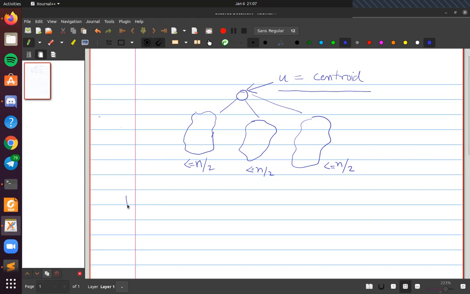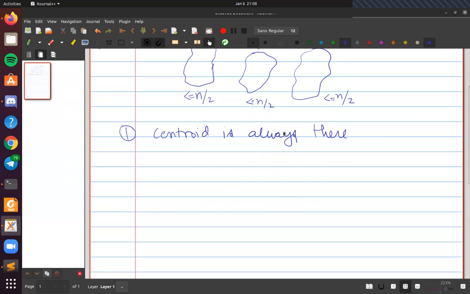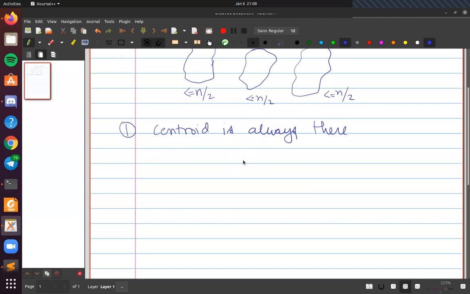So our first claim is that there is a centroid for every tree. A centroid is always there. Why is it so? Let's first consider how to find the centroid, then we will prove that a centroid always exists. So how do we find the centroid?